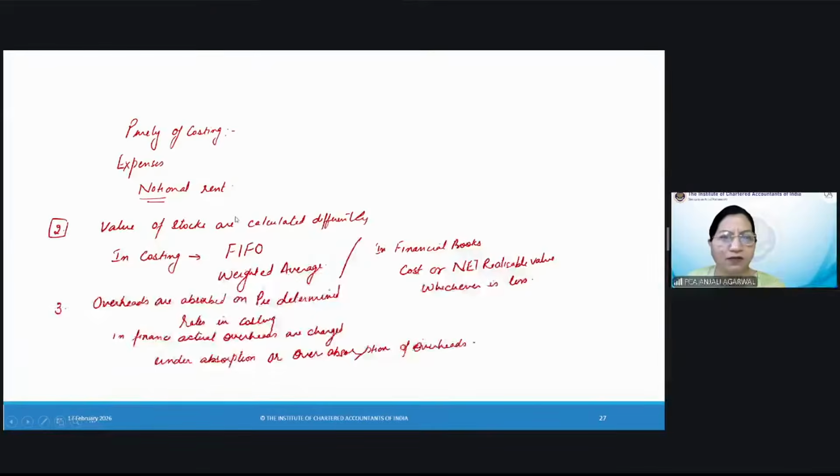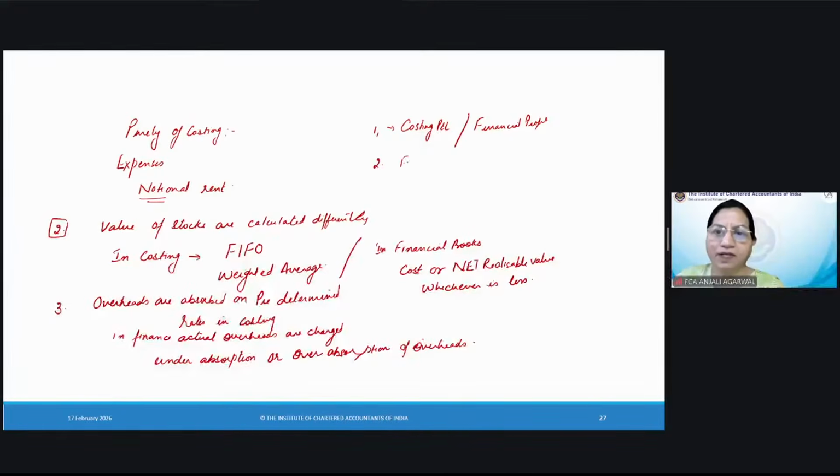Now, if I look at the questions, what can happen is costing profit is given and financial profits are also given. You have to reconcile. This becomes very simple because in this, if you make any error, you will automatically catch up. You will know that your figures are not matching. That means you've done something wrong.